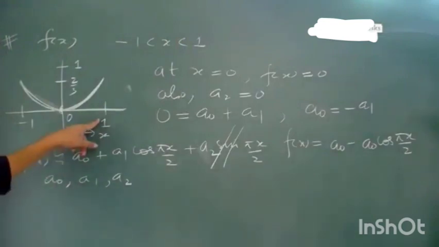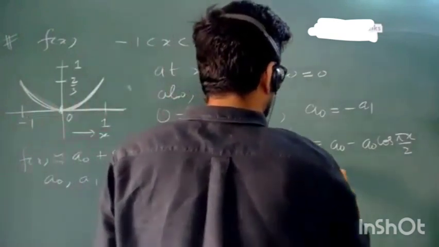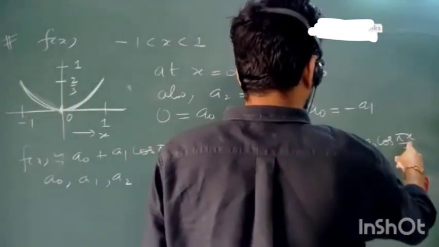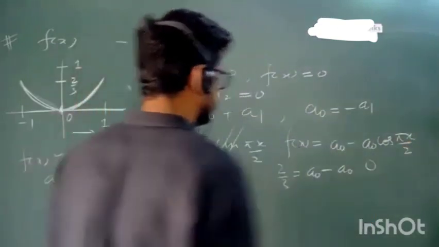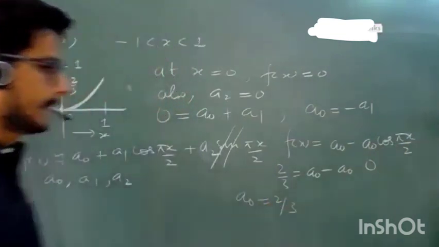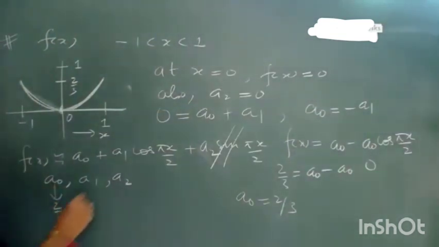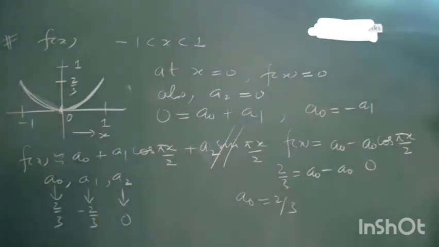And now at x is equal to 1, the value is 2 by 3. So that also I can use. The value is 2 by 3 at x is equal to 1. So when I put 1, the value of a0 will come out to be 2 by 3. So the values have all come: a0 is 2 by 3, a1 is minus 2 by 3, and a2 is 0. So these are the values. If you have any question, you can ask.